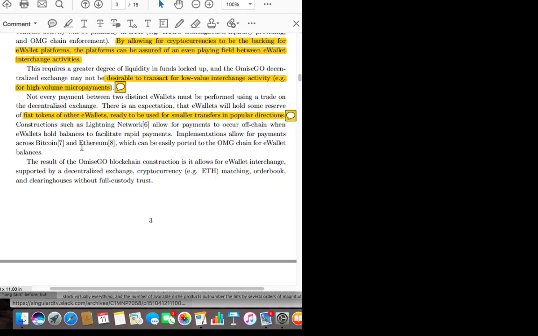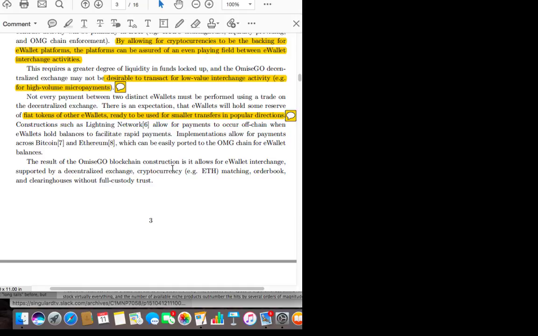Now, it does go on to say here, though, that this OmiseGO DEX exchange, the decentralized exchange, may not be desirable to transact low-value interchange activity. An example would be high-volume micropayments, like going to the coffee shop and getting coffee. It doesn't sound like this would be the solution for it. Now, I'm going to elaborate more on what they're saying might solve that problem.